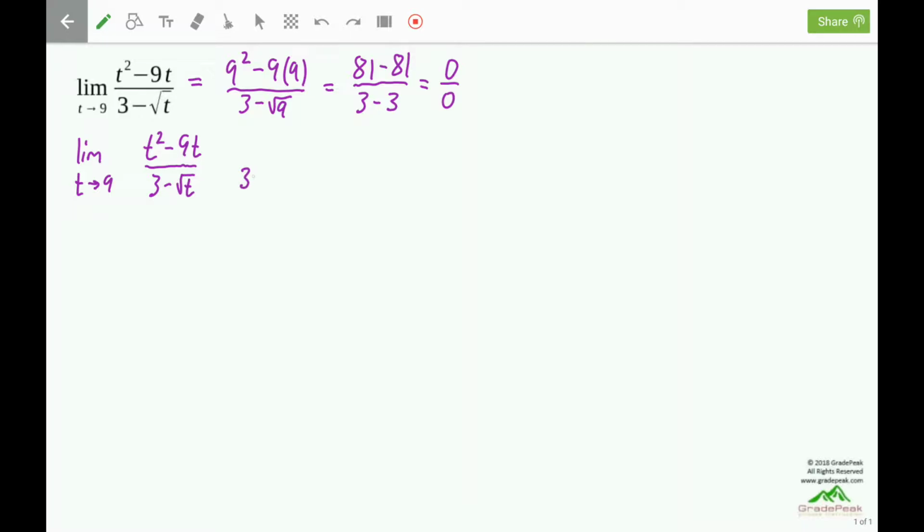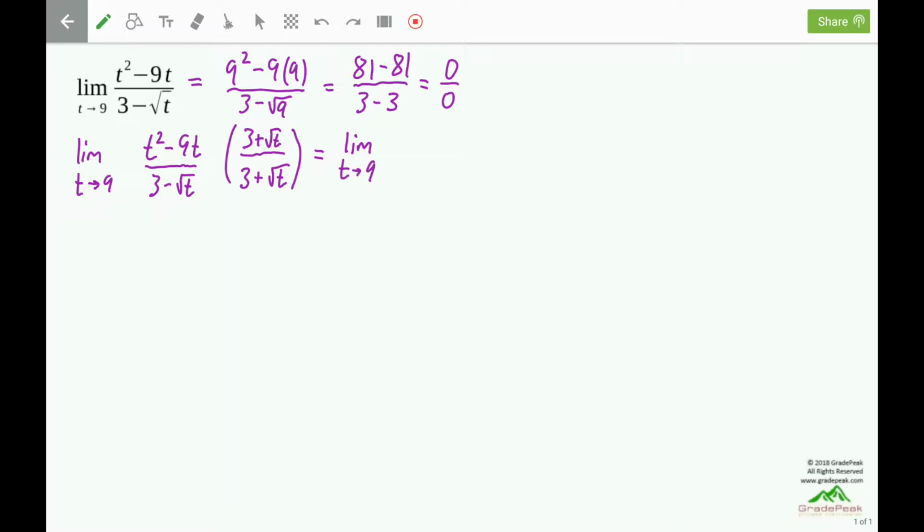We're going to want to multiply the 3 minus root t by its root conjugate, which is 3 plus root t, opposite sign between the two terms. We're going to have it over itself so that we have a form of 1. We don't change the value, we just change the look.